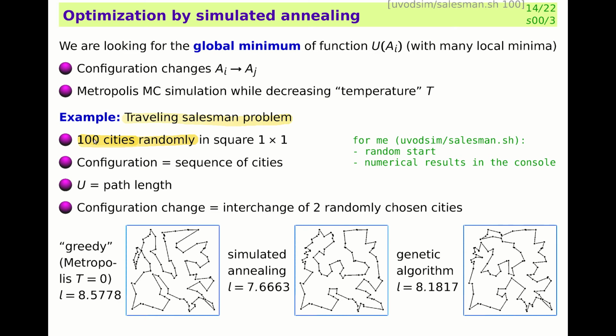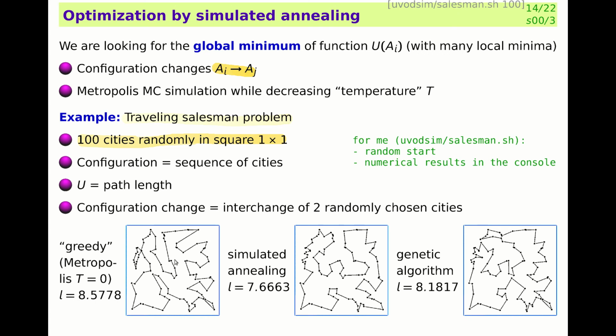Let's start with 100 cities which are put randomly in a square, something like this. And let's start with a random path. Just we take all these cities in a random sequence. Then we'll do several steps of simulation, or many steps of simulation. The basic simulation step will be a change of two randomly chosen cities. I choose two cities randomly and change the path.